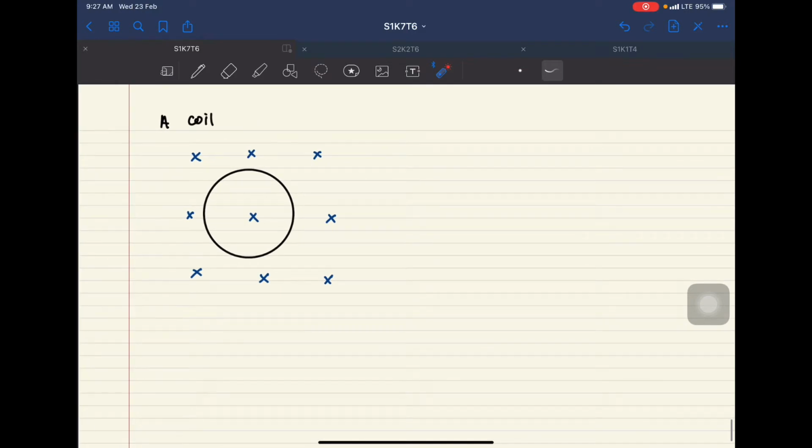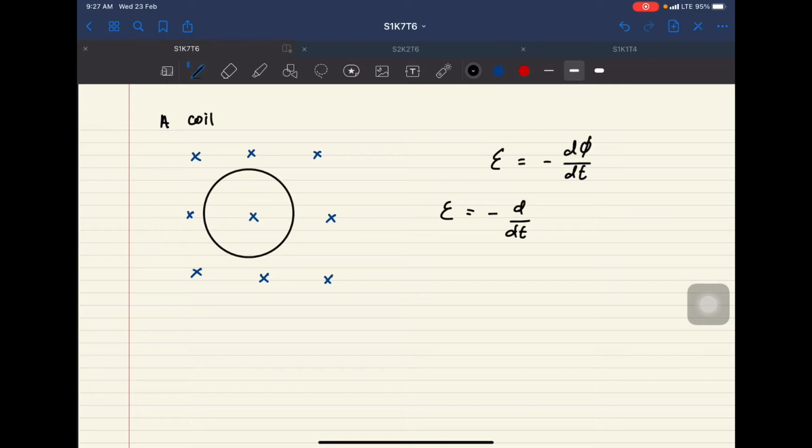Case like a coil here. Let's say I have a coil sitting on a plane. Then according to Faraday's law, you know that induced EMF equals negative dΦ over dt, and from subtopic 1 you know that Φ equals BA cos theta. So if any of these quantities like B, A or theta changes, then you expect to have induced EMF.